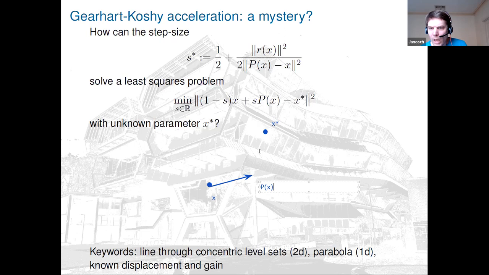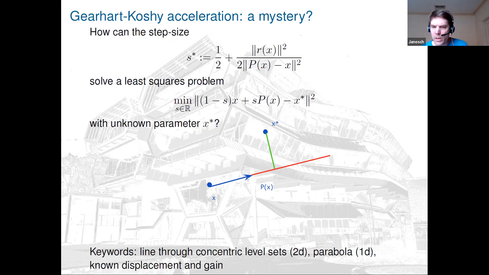And now you would like to find along this line, is there a way of doing this? So let's do it in a different way. You would like to find the point on this line that is closest to X star. And this works because you just have to multiply your step length with that number, and you're going to get to this point.